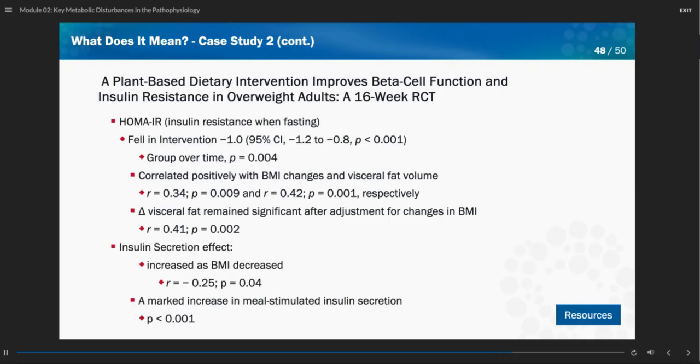There was a marked increase in meal-stimulated insulin secretion. This is a very good sign and supports the return of pancreatic function, consistent with Roy Taylor's hypothesis and intervention in which he showed the remission of type 2 diabetes.